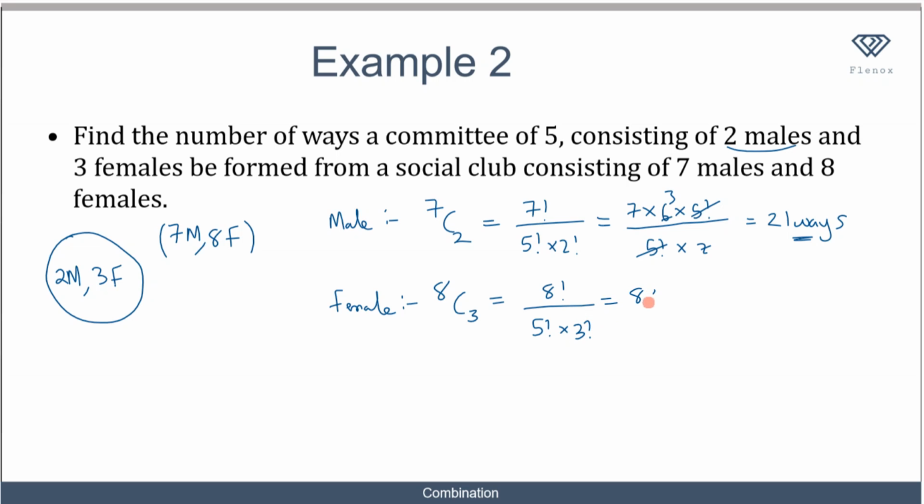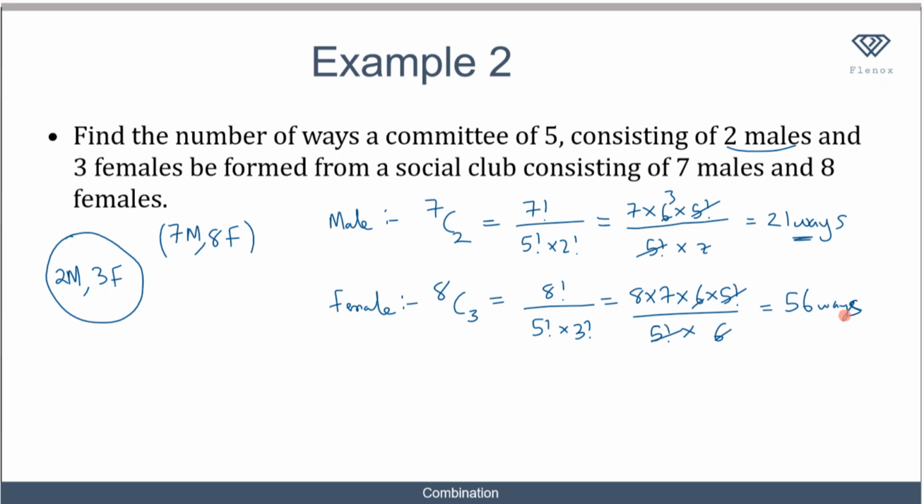That gives me 8 times 7 times 6 times 5 factorial over 5 factorial, and I know that 3 factorial is 6. 5 factorial cancels 5 factorial, 6 cancels 6. I'm left with 8 times 7, which is equal to 56. So the number of ways of selecting the males is 21 ways, and the number of ways of selecting the females is 56 ways.